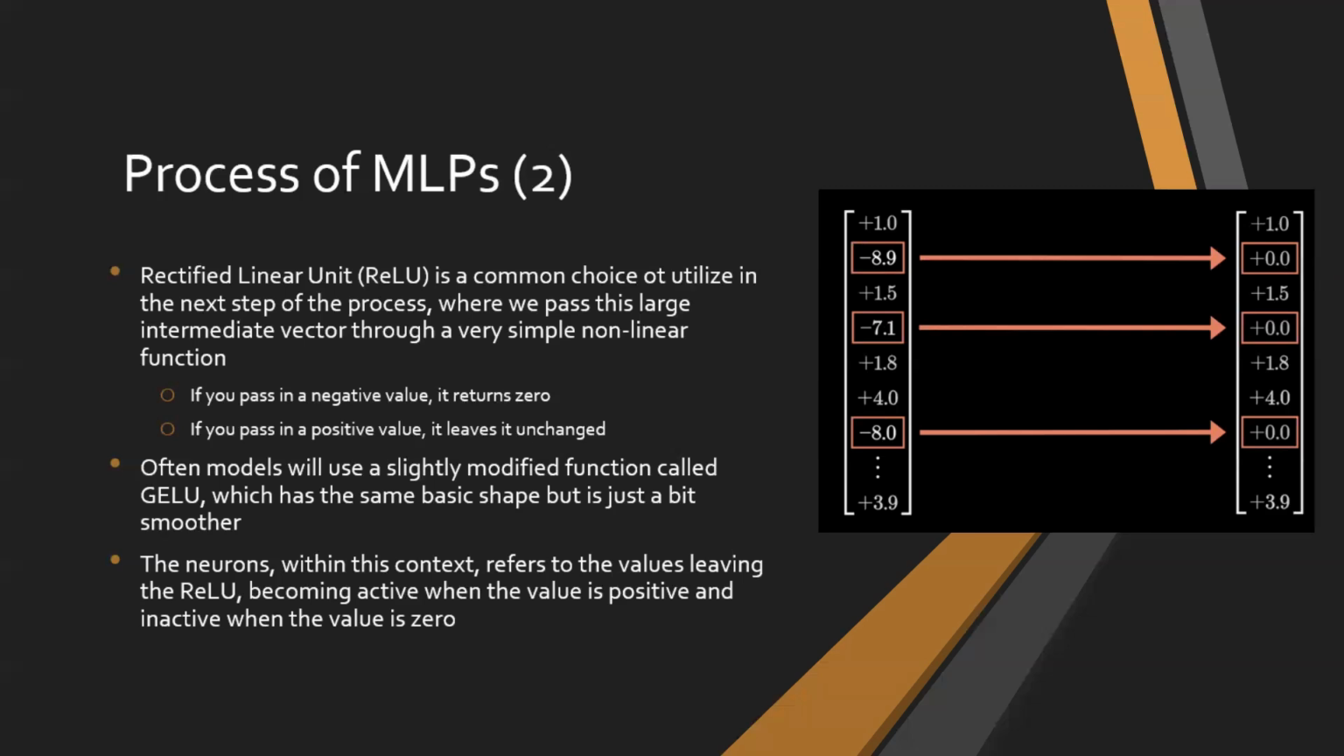Often models will use a slightly modified function called GELU, which has the same basic shape, but it's just a bit smoother. The neurons within this context refer to the values leaving the ReLU, becoming active when the value is positive and inactive when the value is 0.